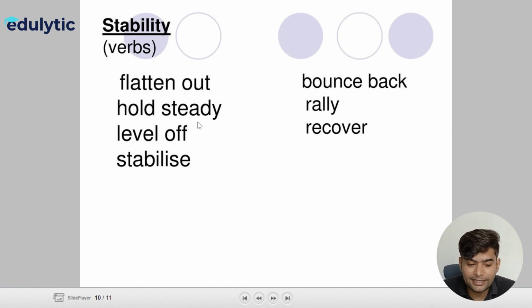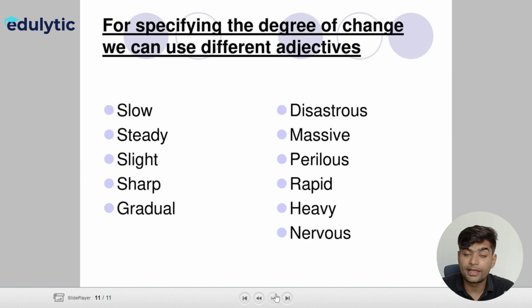Now see, the third category is of the stable trend. If your trend is going stable, it's going unharmed, then you can use words like flatten out, hold steady, level off, stabilize, bounce back, and recover.